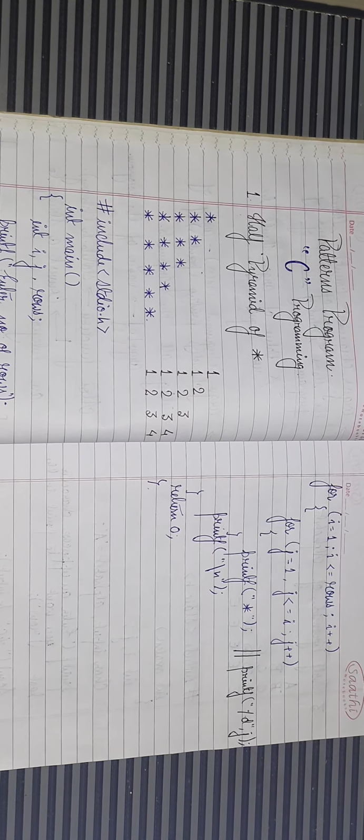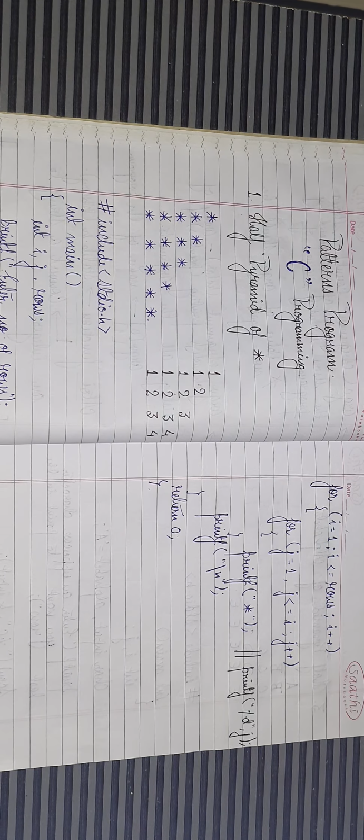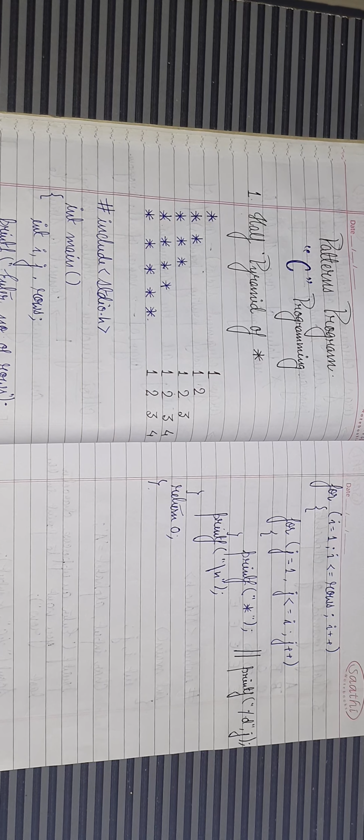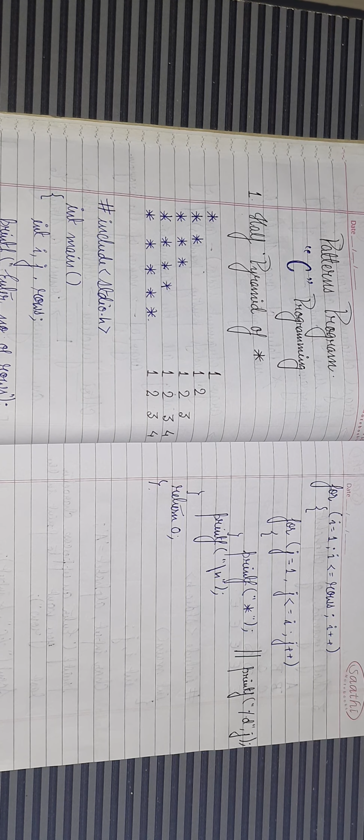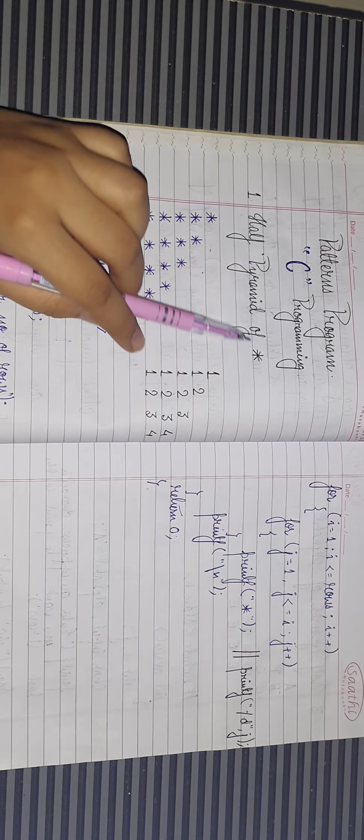Okay. So we will start with some easy concepts, like we will first discuss the half pyramid. I will discuss 3 or 4 types of half pyramid, the different ways of printing that half pyramid, right? So we will first discuss the half pyramid of star. Okay, half pyramid of a star.